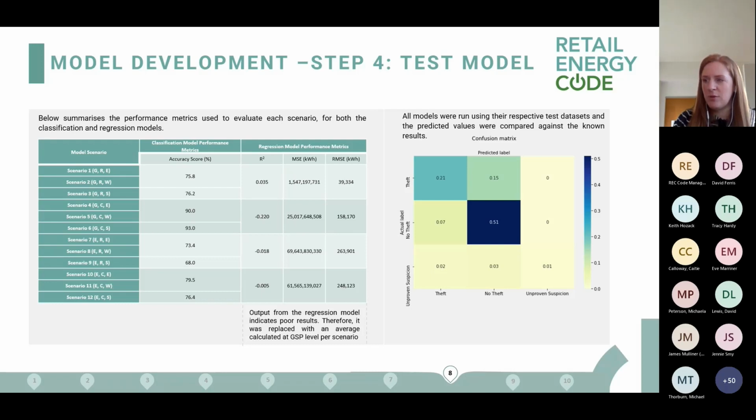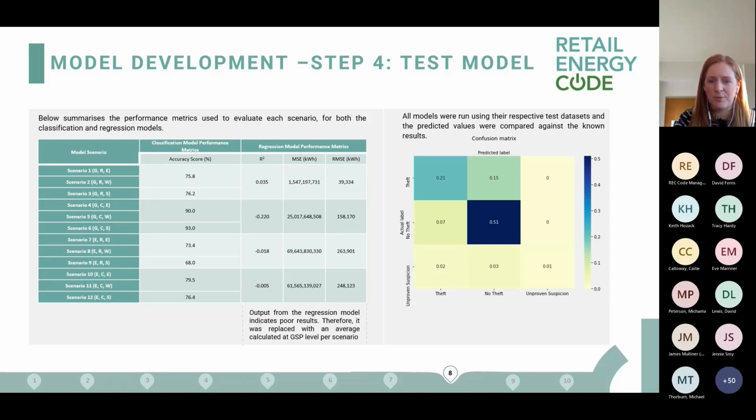So this is the table on the right here, the matrix. What it does is it assigns the actual outcome to the predicted outcome, and gives a proportion for each of those. And the accuracy score is the summation of each of the correctly predicted outcomes. So our model across the different scenarios performed reasonably well. It had accuracy ranges from 68 to 93%, so averaged about 79% across those.